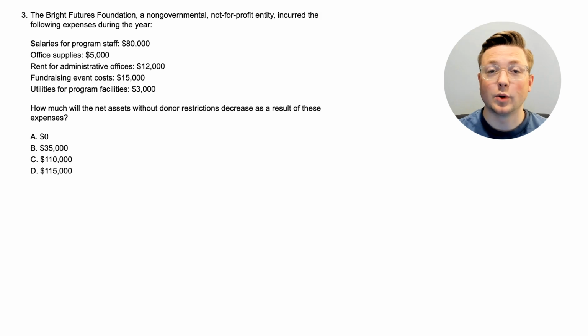All right, here we are at question 3. The Bright Futures Foundation, a non-governmental not-for-profit entity, incurred the following expenses during the year. They had salaries for program staff, office supplies, rent for administrative offices, fundraising events, and utilities for program facilities. So they had all those expenses. How much will the net assets without donor restrictions decrease as a result of these expenses?